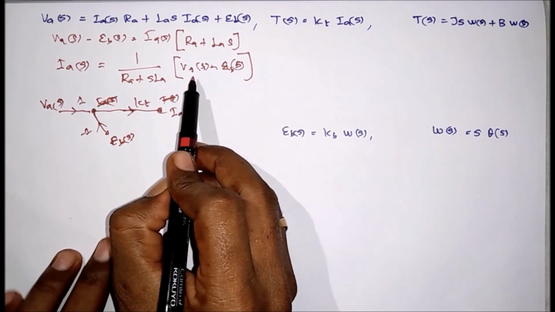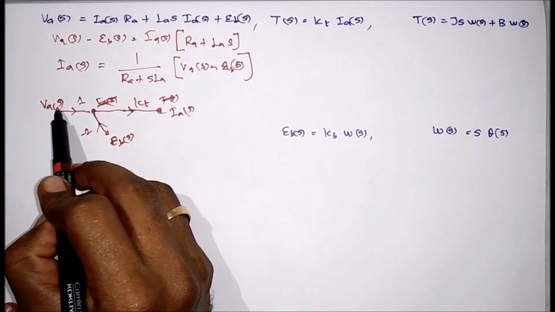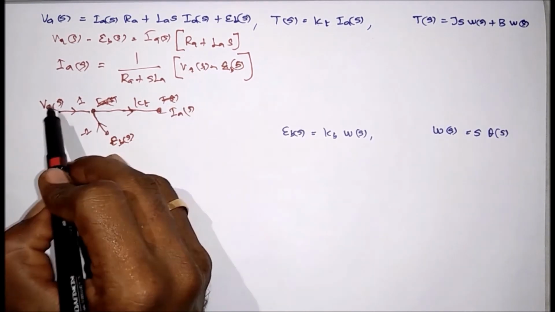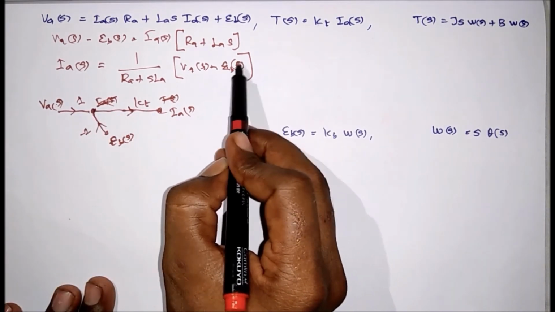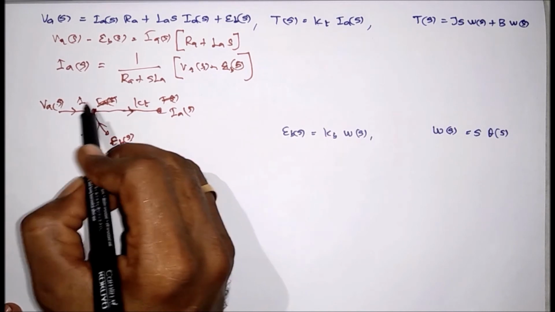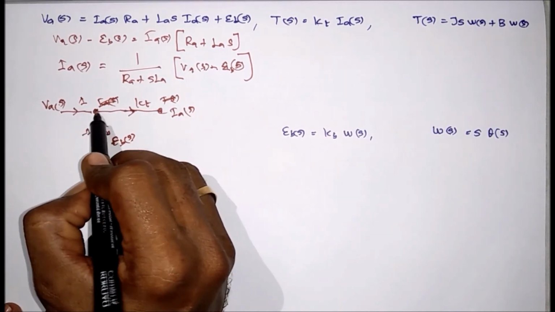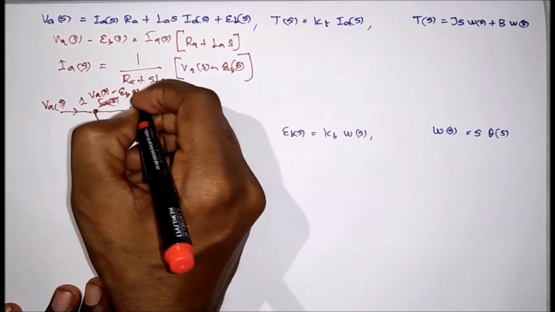According to the concept, armature voltage is the input. Therefore, this will be the input for the signal flow graph. So this node is Va of s. Then we have to subtract Eb of s. Suppose Eb of s, here minus, therefore its gain is also minus 1. Here plus, therefore plus. So at this point we will get Va of s minus Eb of s.